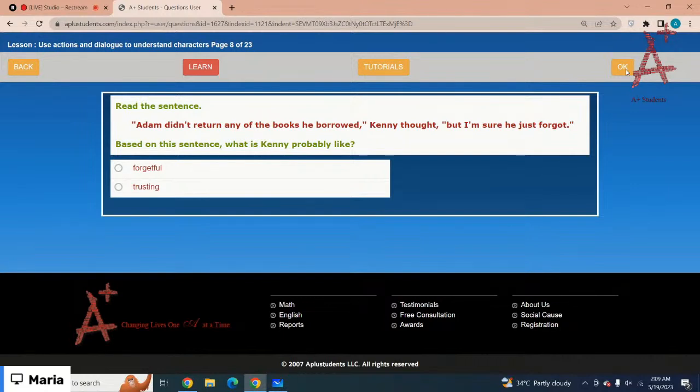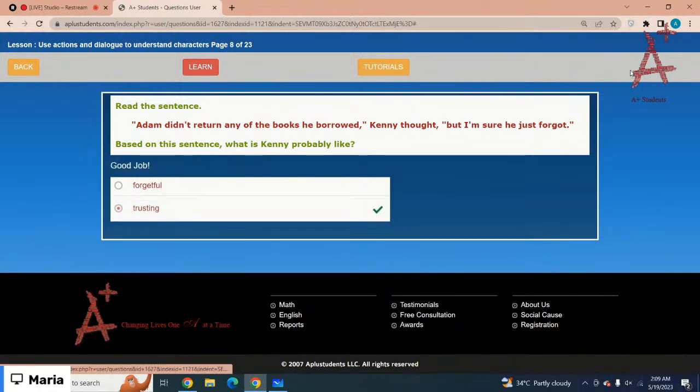Forgetful? No, no, she's trusting. She is trusting, not forgetful. Yes, she is trusting.